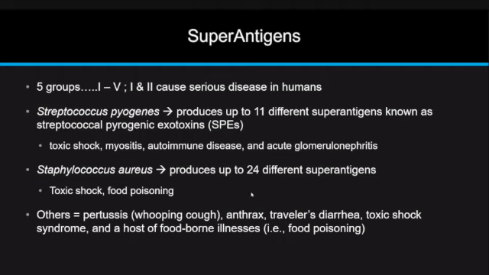Staph aureus can produce up to 24 different superantigens. You thought 11 was bad? This is why Staph aureus is so virulent. And yeah, it can cause a whole spectrum of disease. So exfoliative toxins, and you can have the food poisoning, you can have toxic shock. Okay, so you can have the staph scalded skin syndrome. So there's a whole host. Okay, and yeah, there are other ones as well that can produce superantigens.